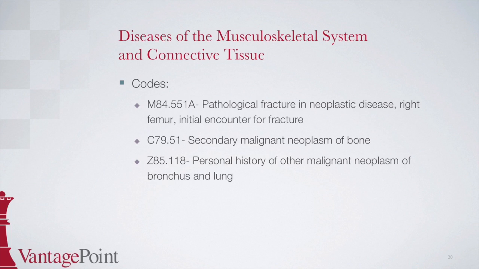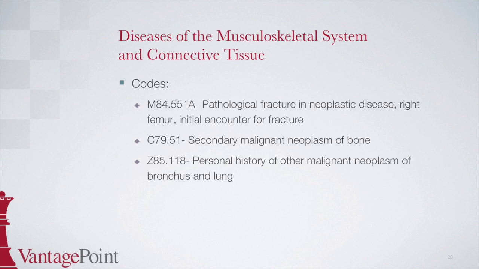The first code is M84.551A, Pathological Fracture in Neoplastic Disease, right femur, initial encounter for fracture. We know this is a pathologic fracture as documentation states that the fracture is a result of the metastatic disease. Therefore, to locate this code, start at fracture, then pathological in the alphabetic index. Next, find the phrase due to, and then neoplastic disease. Indented underneath neoplastic disease are all the anatomic locations of the fractures, and we need femur, which points to M84.55 with a checkbox next to it indicating more digits are required.